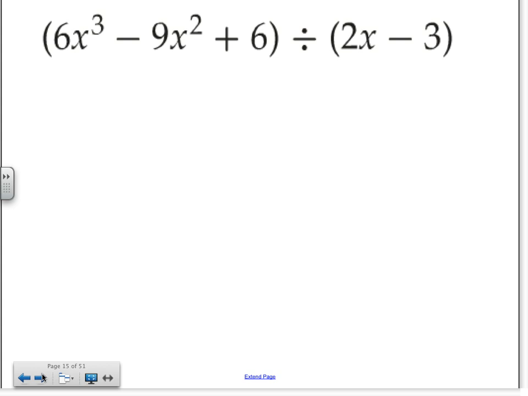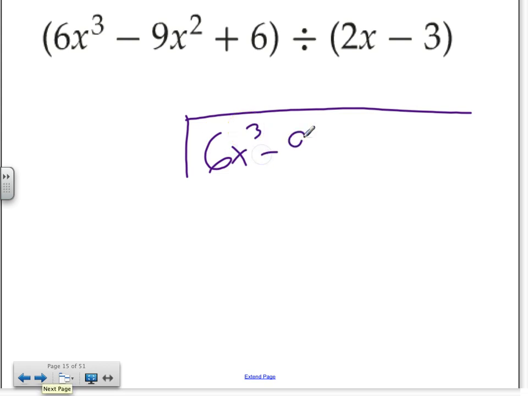Okay? So now that we have this problem, let's set up a long division problem. The reason we have to use long division this time is because that right there is not factorable. If you try to factor, you can't. Therefore, we're going to have to use long division on this. And as I write this out for you, what do we put inside the box? 6x to the third, minus 9x squared. Watch what happens, please. And I have 2x minus 3 outside.